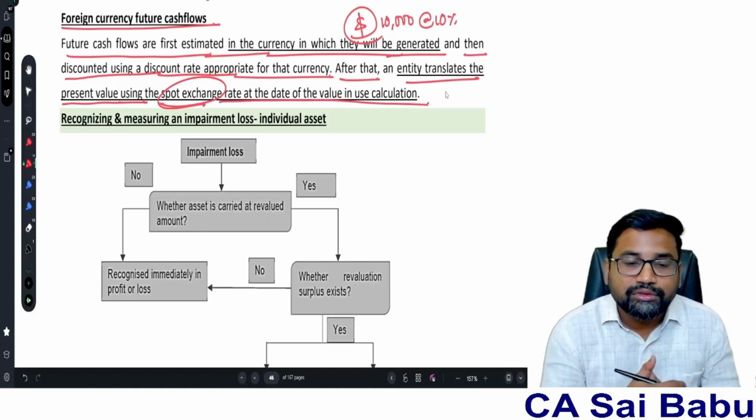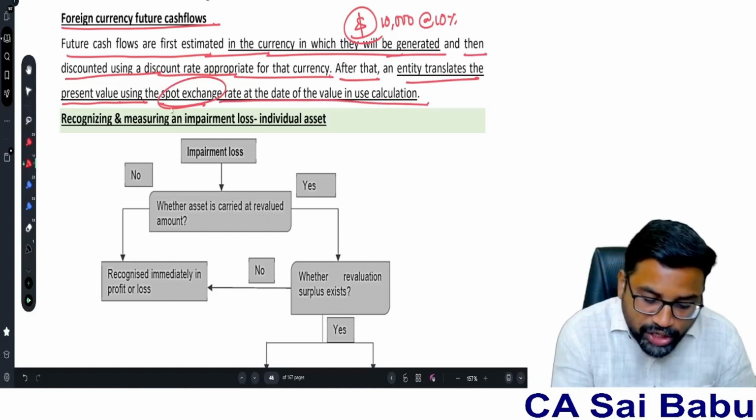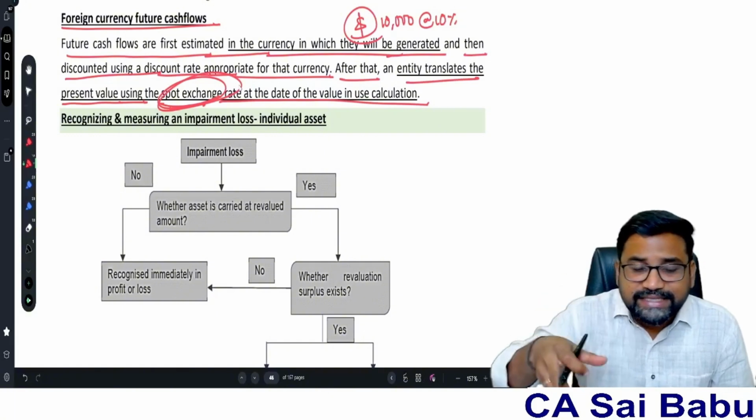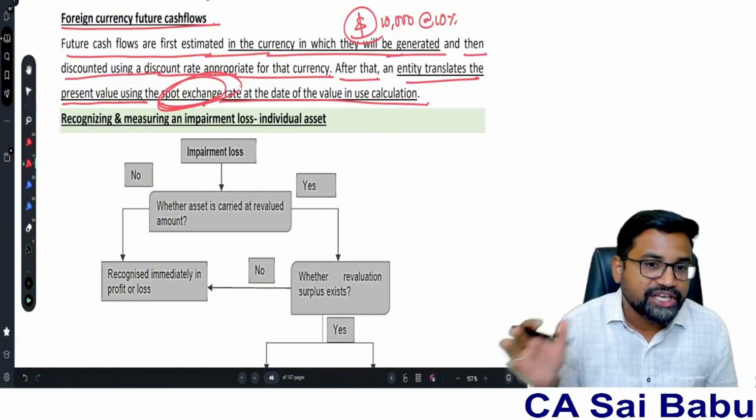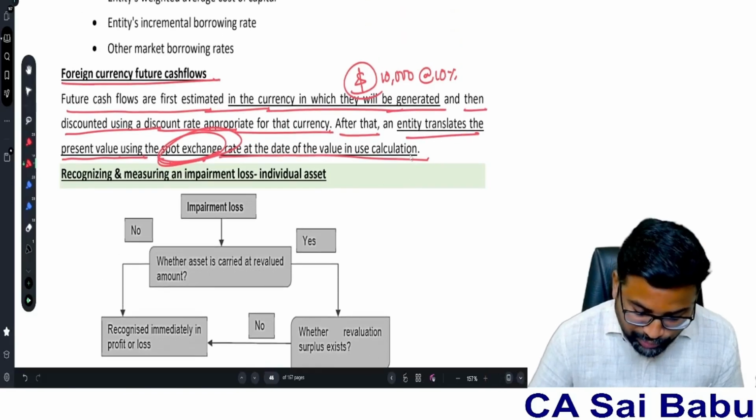After that, you convert them into Indian rupees by using the spot exchange rate. That is, spot exchange rate means the exchange rate on the date of translation, on which date you are finding the value in use. So this is also one point.